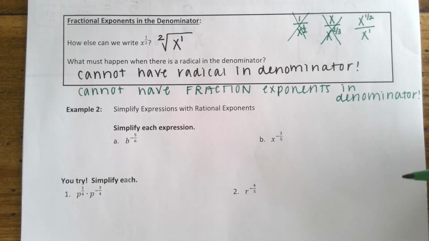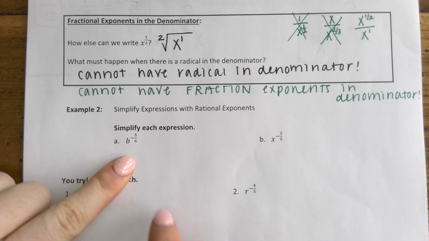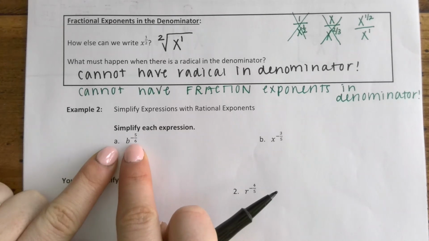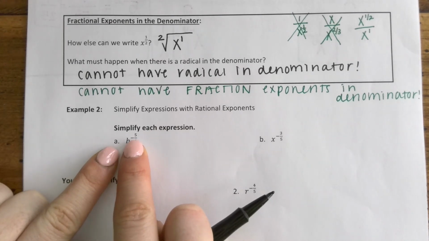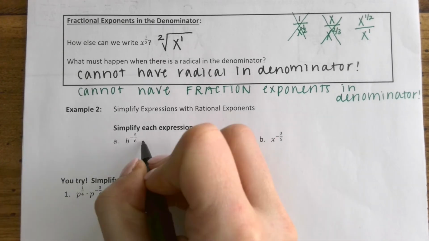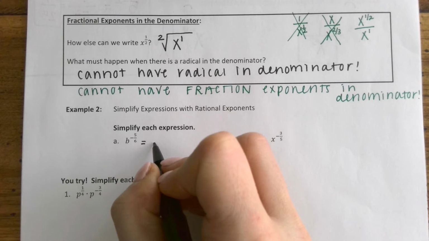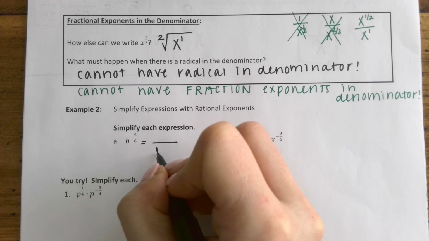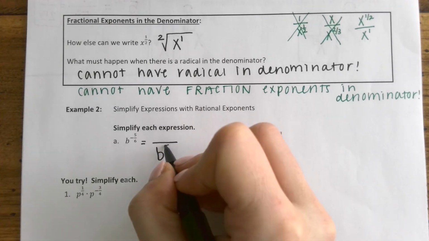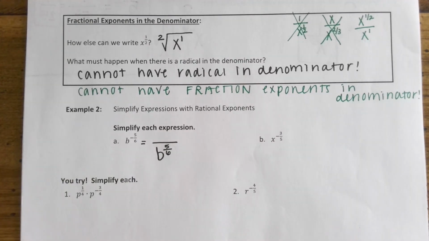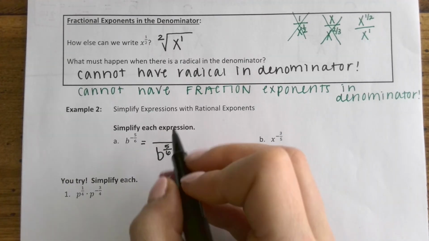So let's take a look at example 2, part A. It says simplify each expression, and it gives me b to the -5/6. Now, I've learned so far that I am not allowed to have negative exponents. So to get rid of that negative, what we're going to do is change this entire thing into a fraction. I'm going to move the base, so b, and the exponent, so that 5/6, to the bottom of the fraction, and it becomes positive. It looks like there's nothing on top here, but there's technically a nice little invisible 1.